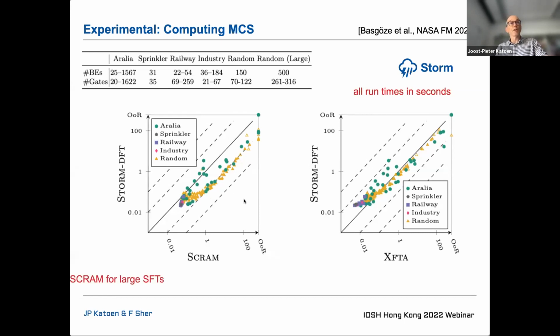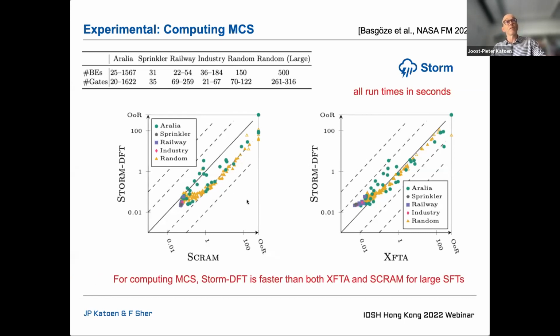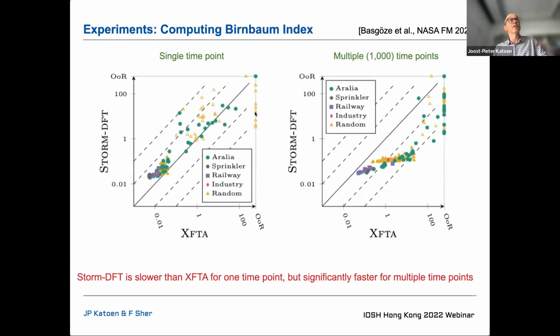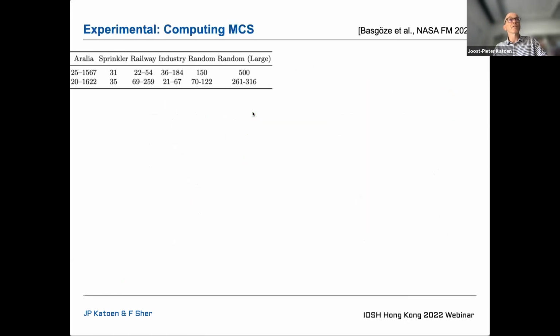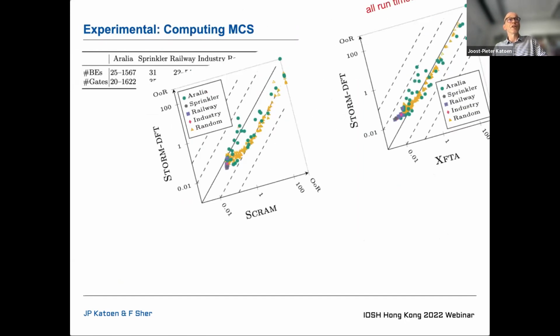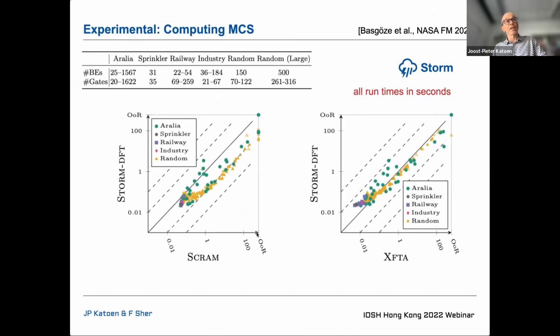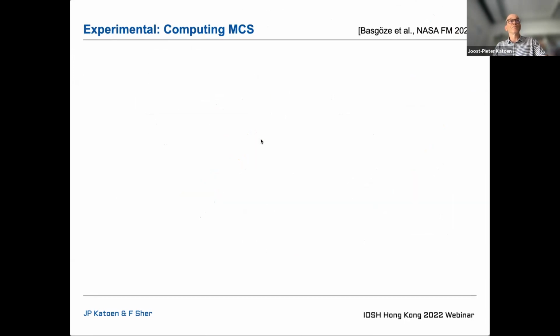And what you see from these experiments is basically that for computing these minimal cut sets, which is what these pictures depict, this state-of-the-art tool is actually quite fast, in particular for large SFTs. For large SFTs, on the left, you see in the picture some dots on the dashed line completely on the right, which means out of resource, which means either it's a timeout or a memory out. So those models are simply too large to be handled.